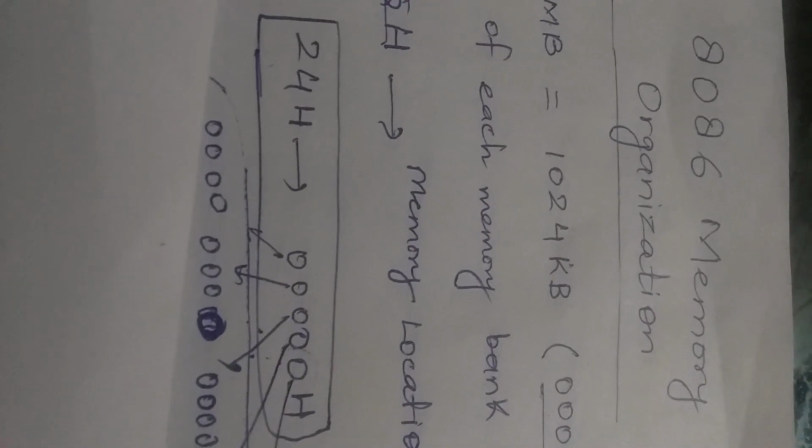As the total memory size of 8086 is what? 1 megabyte. Why 1 megabyte? As the number of address lines in 8086 is 20. So therefore 2 to the power 20 address locations are there, and total memory size is 1 megabyte. This 1 megabyte entire memory is divided into two equal halves, which are called even bank and odd bank, and the size of each bank is 512 kilobyte.